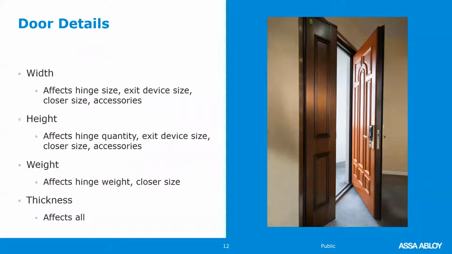The weight of the door affects your hinge selection, and also whether you use continuous hinges or pivots, and your closer size. Your thickness affects all your hardware decisions. Sometimes you will have doors that are thicker than 1 3/4 inches. I don't really often see anything that's going to be less than 1 3/4 inches in a hospital.